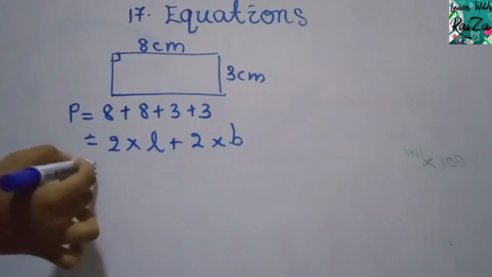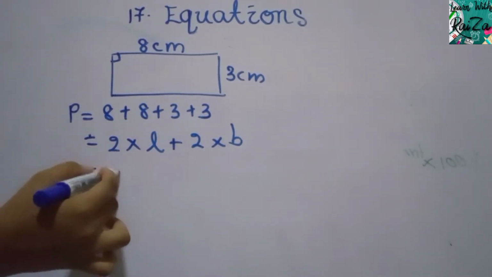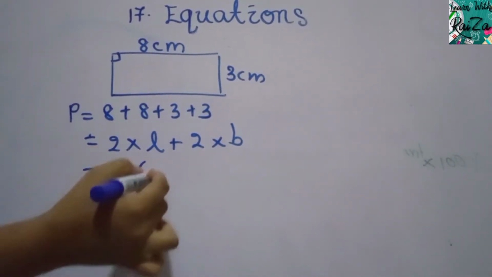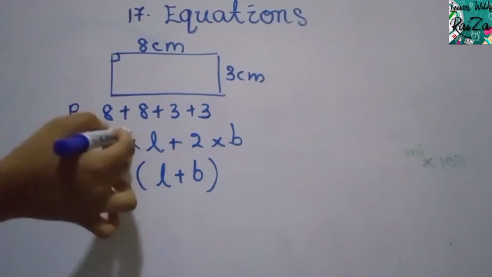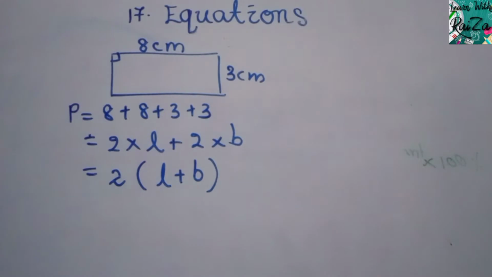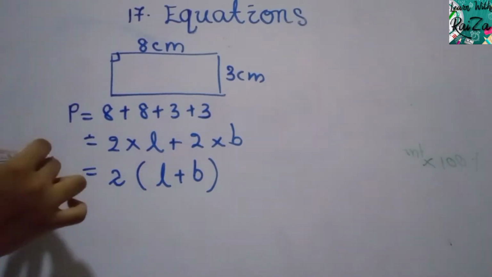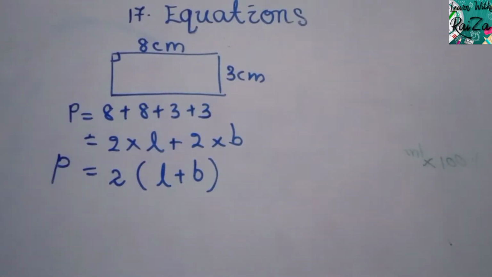In other words, you can see 2 is common. I can take 2 out and put L plus B in the brackets. So 2 times L is 2L, 2 times B is 2B. So I can make the equation of perimeter as 2 into (L plus B). So this is one simple equation to find the perimeter of any rectangle.